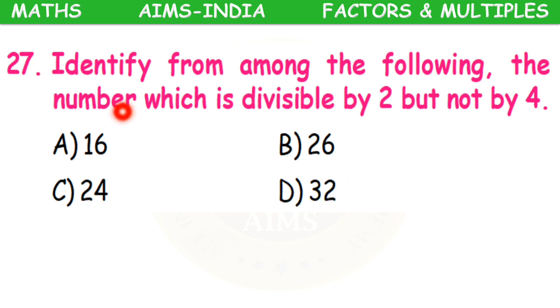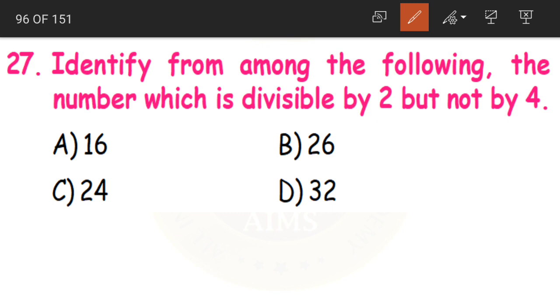Next question. Identify from the following the number which is divisible by 2 but not by 4. Now for a number to be divisible by 2, what is the rule that we learned, children? It should have 2, 6, 4, 8 or 0 in the ones place. So all the numbers here have the required criteria. So all the numbers are divisible by 2. But which is not divisible by 4?